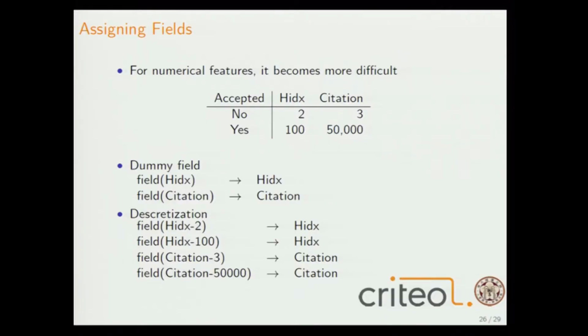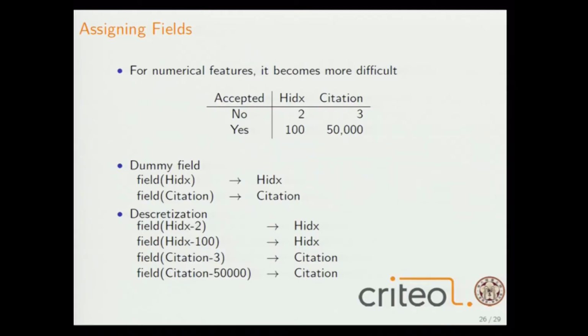But for numerical features, it is a little bit tricky. So for example, we want to use the H-index and the citation of the first author to predict if his or her paper will be accepted or not. So we have two numerical features. And in this case, you basically have two options. The first option is that we do this dummy field, which means the field is exactly your feature. So we are basically saying the field of H-index is H-index. The field of citation is citation.